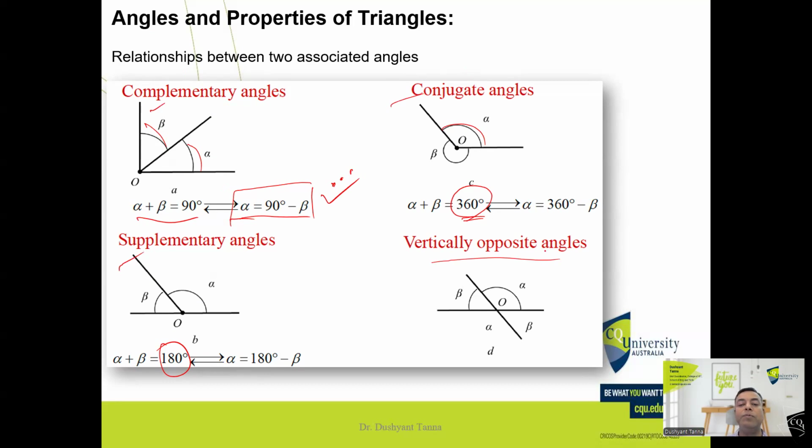And then finally, we have vertically opposite angles. If there are 2 lines intersecting, these 2 are called vertically opposite, right? They are the same. Vertically opposite angles are equal. Complementary add up to 90, conjugate add up to 360, and supplementary add up to 180.